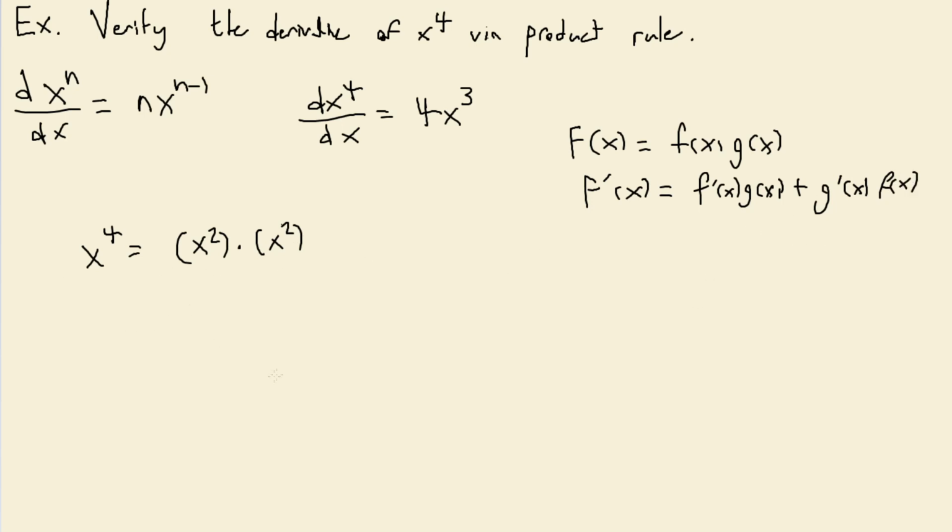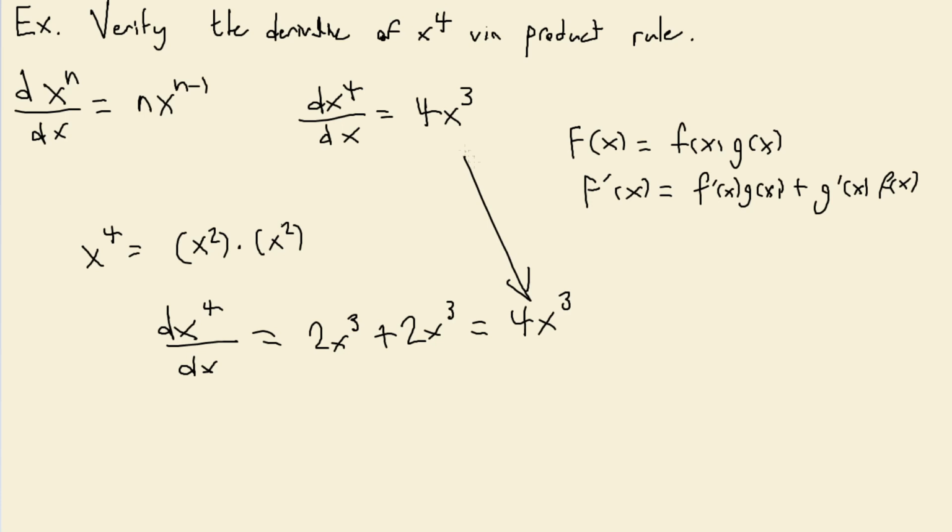So what would the derivative of this be? Well, it would be the derivative of the first times the second. So what's the derivative of this? This would be 2x times x squared. Well, it's just 2x to the third, plus the derivative of the second, it's also 2x, times the first, x squared. So this is plus 2x cubed. And so we would get 4x cubed, and these do agree, which is great.